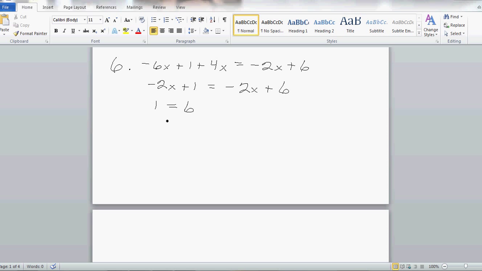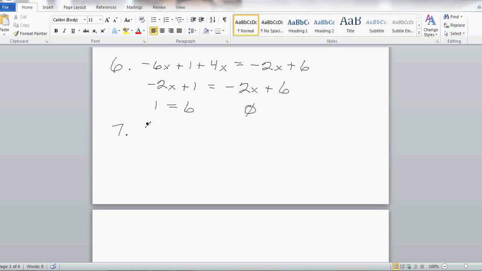Now what happens here, since we ended up with a false statement, the answer is no real solution. However, if this were a true statement, then we'd say, yes, any solution would work, or any number would work. So in this case, the answer is no real solutions.